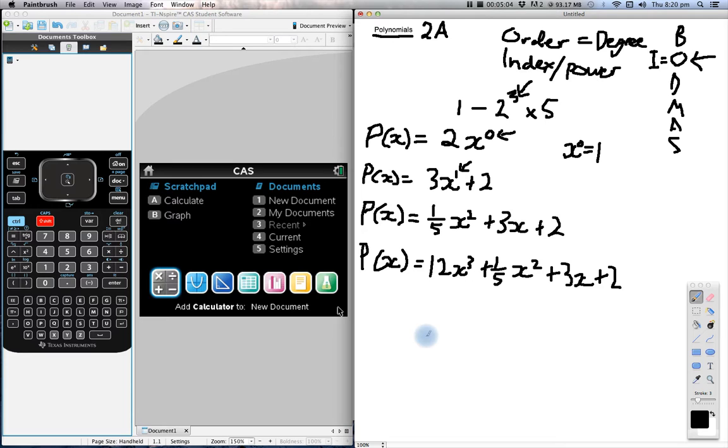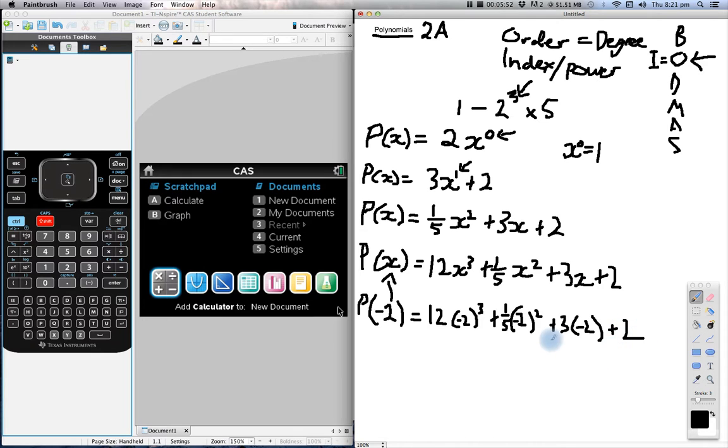Now, the last thing you need to know about polynomials is that if you want to find the value of polynomials, it's just like finding the value of a function. Put some sort of value in for x. So let's find the value of this polynomial when x is minus 2, just for fun. So the value of the polynomial when x is minus 2, if we just put a minus 2 in for all of the x's: minus 2 to the power 3 plus a fifth of x, minus 2 squared plus 3 times minus 2 plus 2.